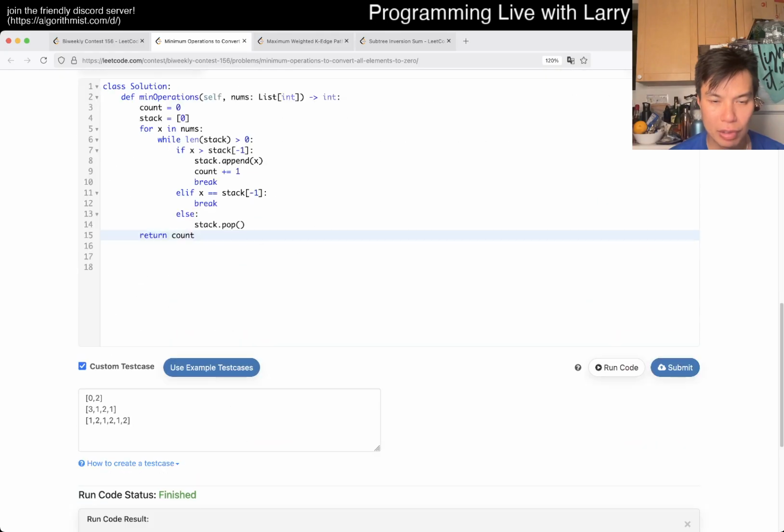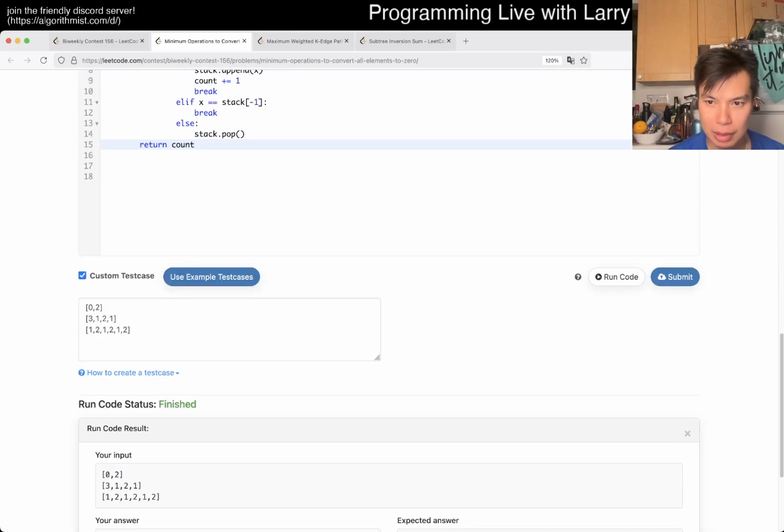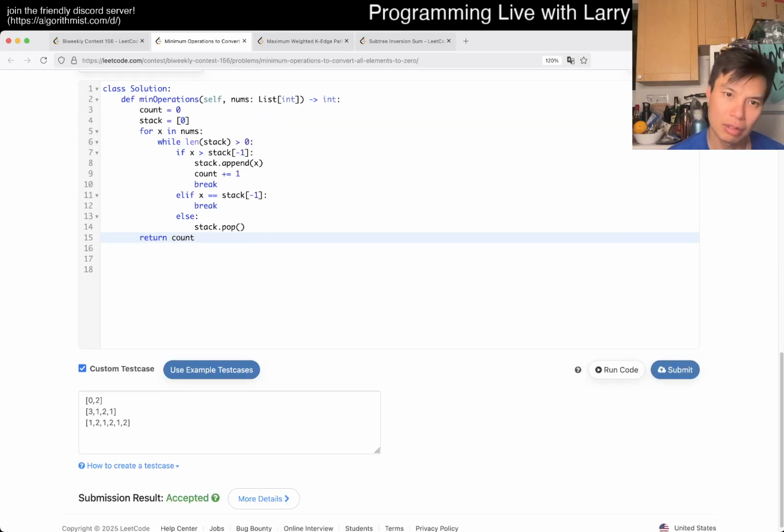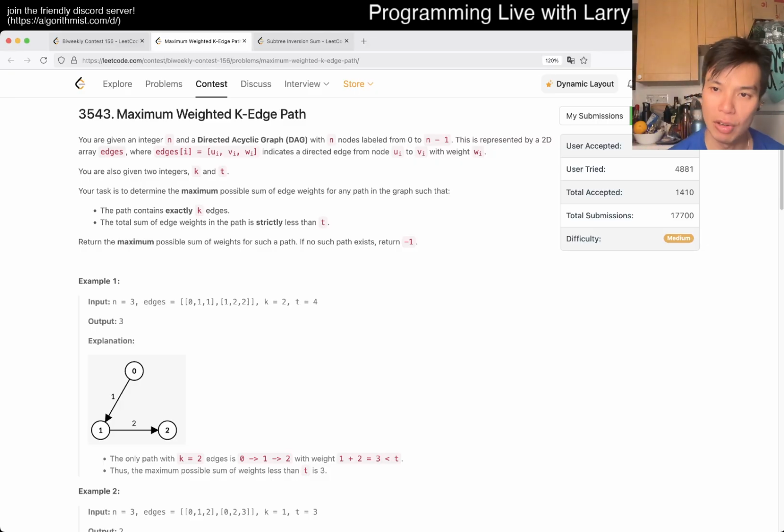1, 3, 4. Not super confident about this. YOLO submit. Oh, okay. That one's kind of hard to work out. I don't know how so many people got it so fast. Good job, people.